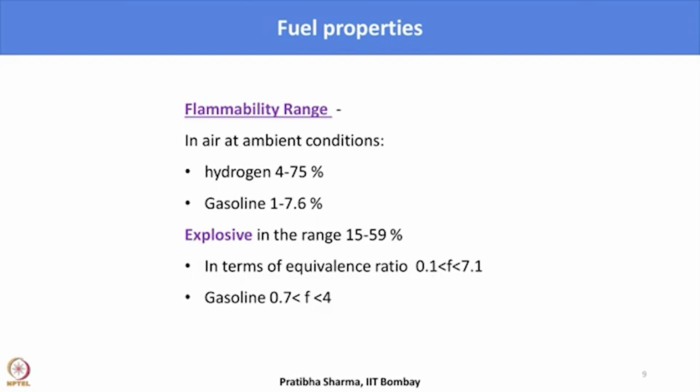When we talk about engines, we define the equivalence ratio, which for hydrogen lies in the range of 0.1 to 7.1. This is also defined as the actual fuel to air ratio divided by the stoichiometric fuel to air ratio. For gasoline, however, this lies in the range of 0.7 to 4. Thus, for hydrogen this is quite wide.